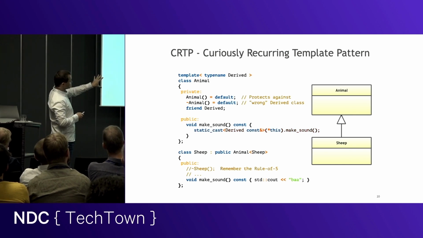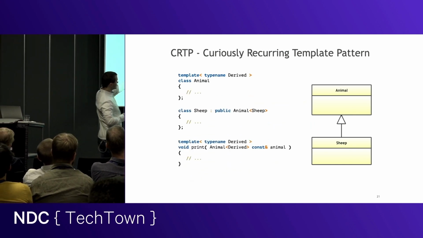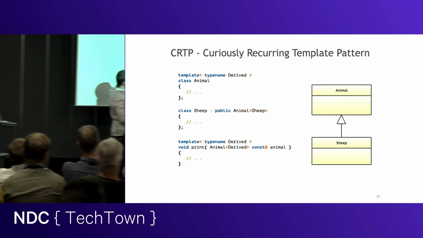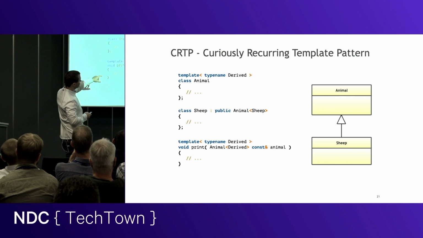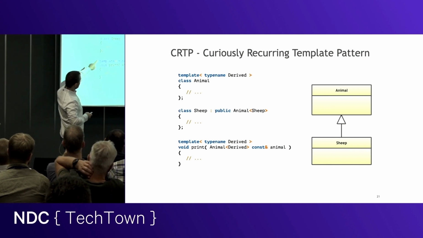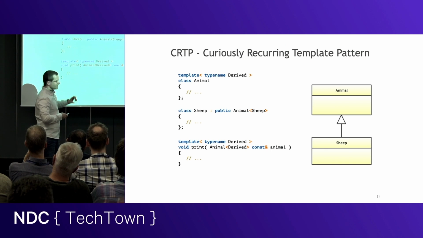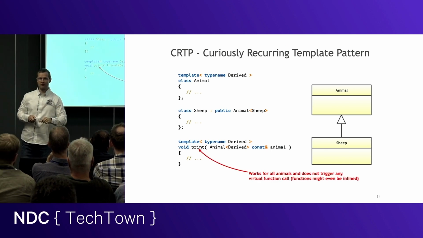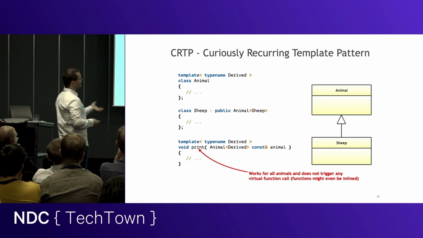In this entire scheme, usually it's used by just writing functions that take an animal of derived. And so now in this function, I can use all kinds of animals, all the derived types. I can call makeSound whenever I want, and there's no virtual function call at all. No virtual dispatch, although I have a proper inheritance hierarchy.